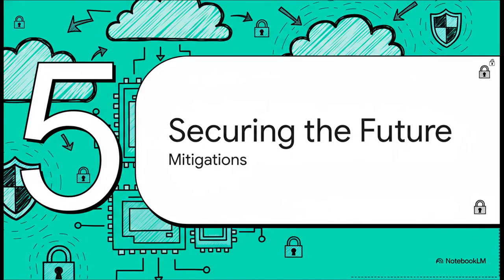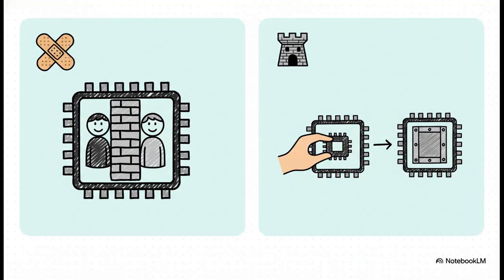Okay, so this is obviously a huge deal. The big question is, how do we fix this? What's being done to make sure our digital safe deposit boxes are actually safe? Well, there's a short-term fix and a long-term fix. The quick and dirty solution? Just turn off SMT for these secure VMs. Go back to one chef, one kitchen. No sharing, no problem.